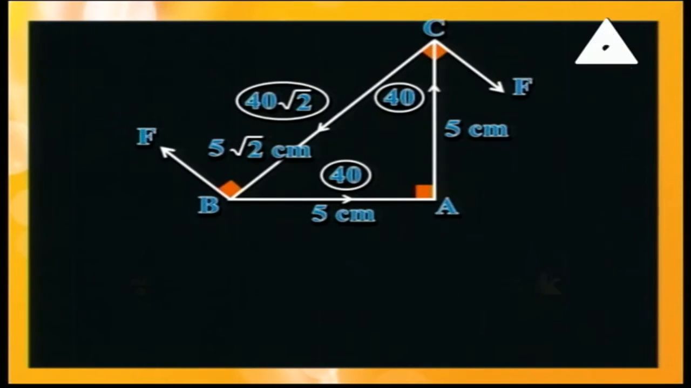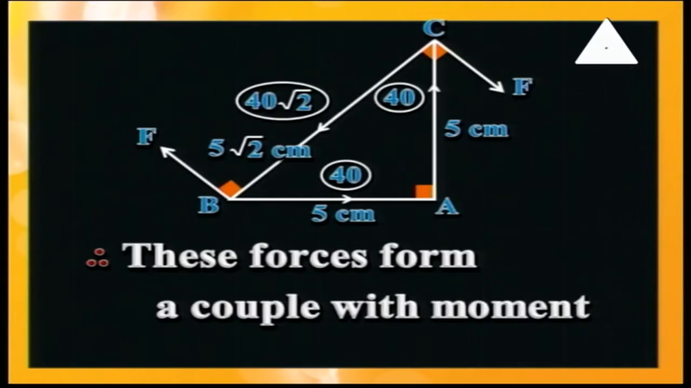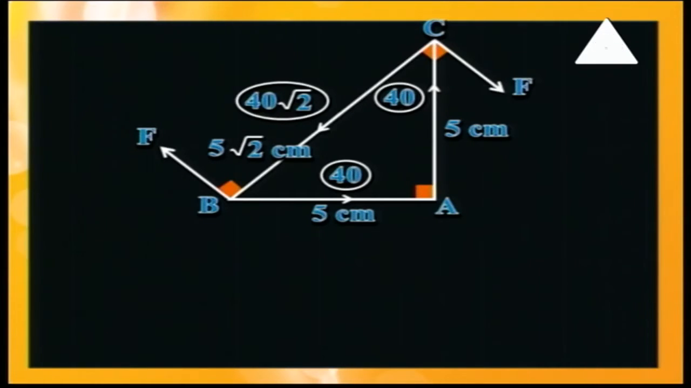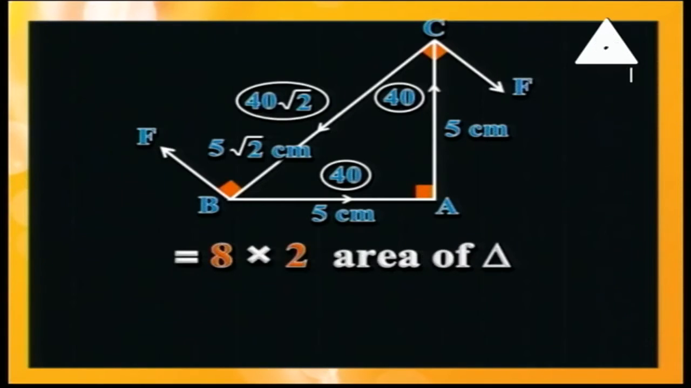These forces form a couple with moment. What is the moment? It equals K times 2 times the area of the triangle. This is the rule: when we have three forces acting on three sides of a triangle in cyclic order, and the ratio between each force and each side is constant, K, the moment of the couple equals the constant K multiplied by twice the area of triangle ABC.